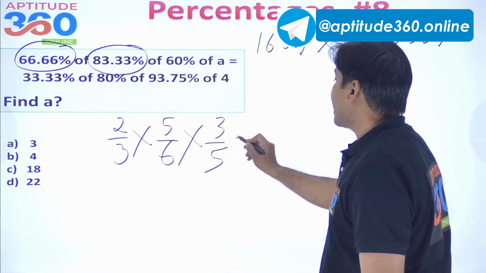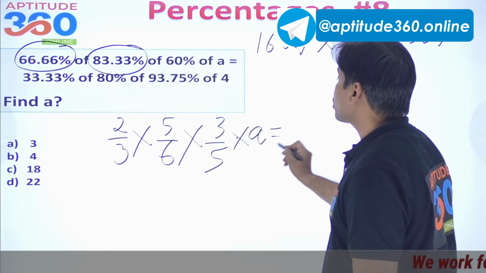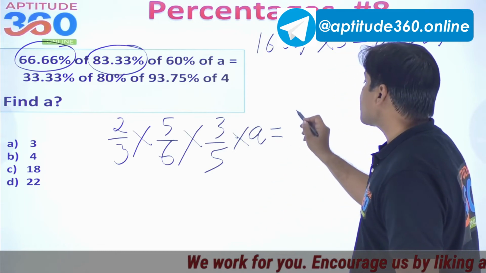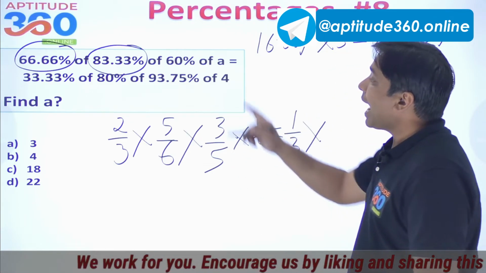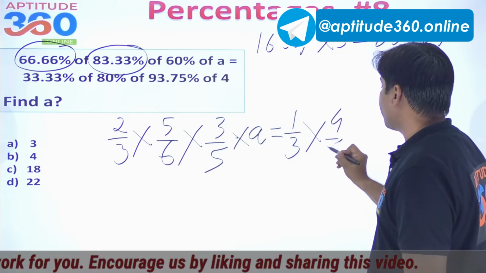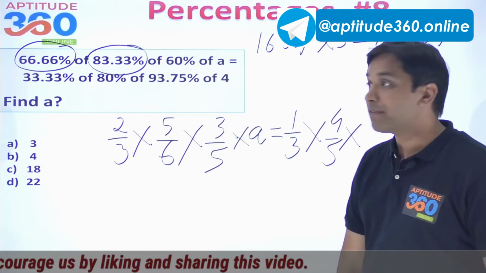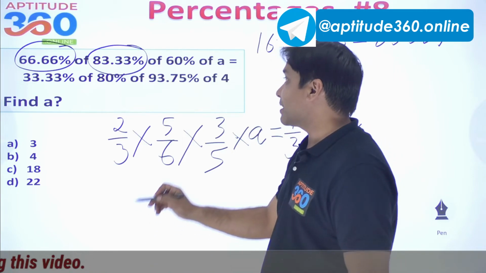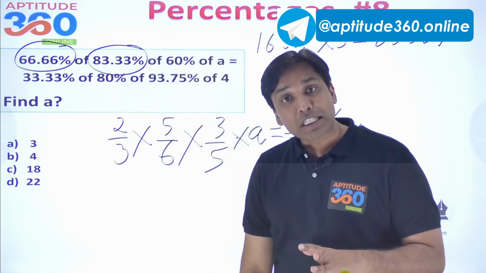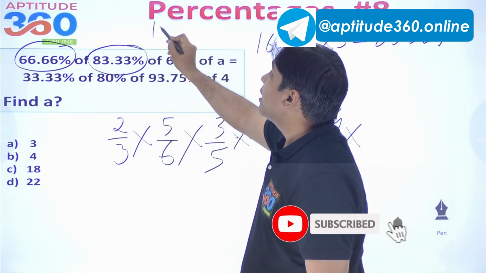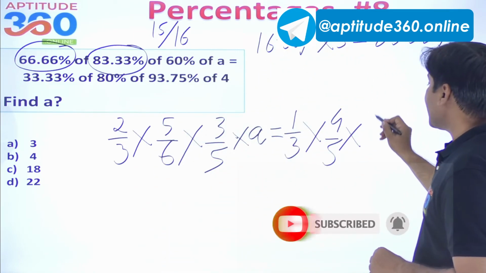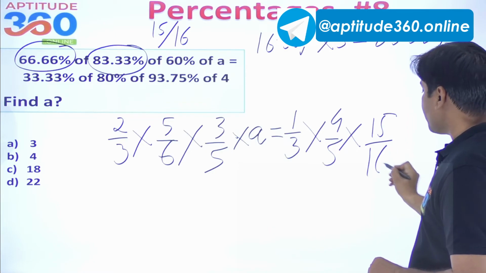Now this value is going to be equal to what? 33.33%. So what is 33.33%? This is 1/3. And 80% is what? 4/5 of 93.75%. Please understand this. If you convert 93.75%, it comes out as 15/16. That is what you will have to do, and if you do that, the problem is simplified.